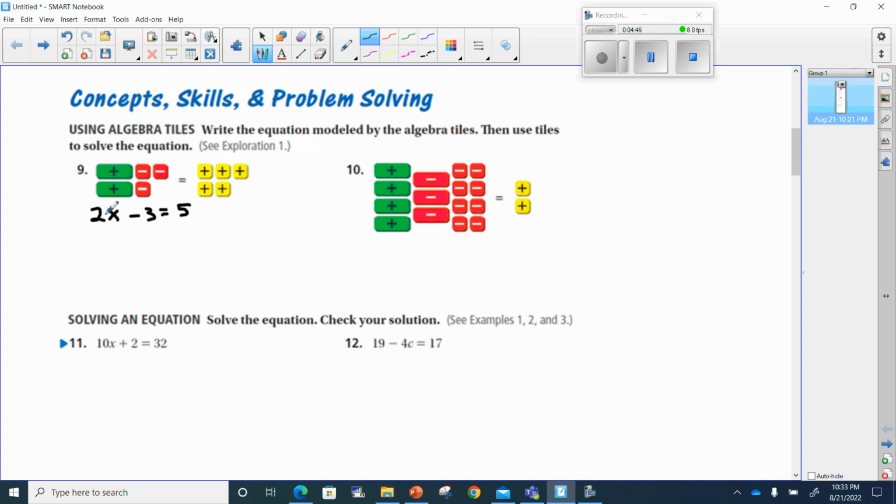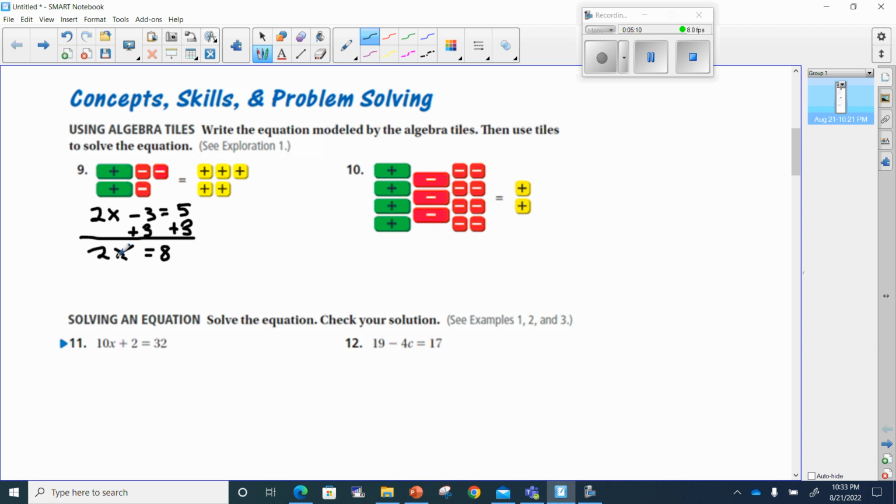So now I can't take 2x and combine it with negative 3. I'm going to have to add 3 to get rid of it, which means I have to add 3 to this side. Now the 2x comes down. I don't put 3 minus 3 equals 0 because I never put the zeros down. And then 5 plus 3 is 8.